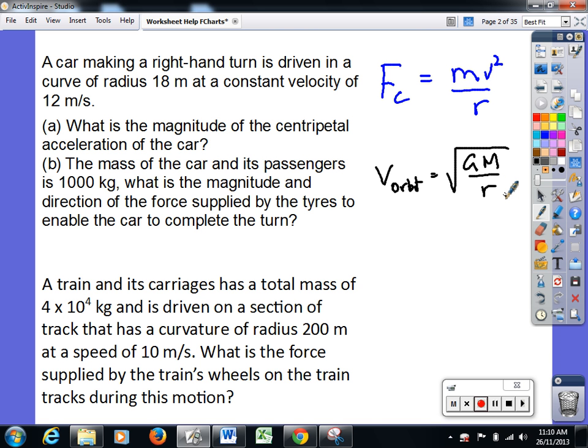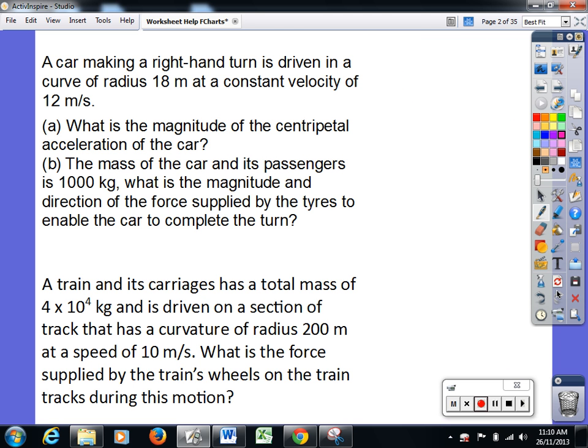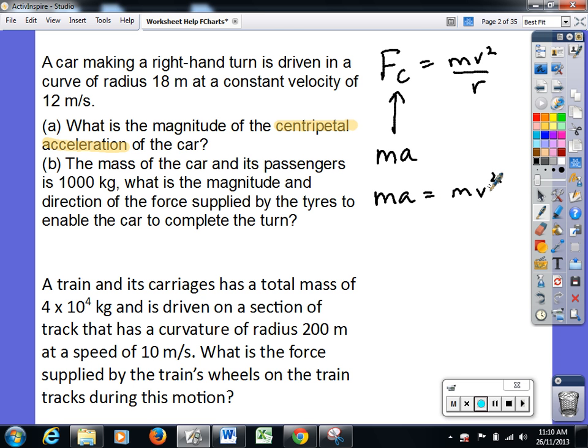So the first two questions here, a car making a right-hand turn is driven in a curve, is testing the use of the centripetal force formula. So, going through this now, when we are asked to find the centripetal acceleration, we can understand that the centripetal force is mv squared on r, but all forces are actually mass times the acceleration. So ma would equal mv squared on r.